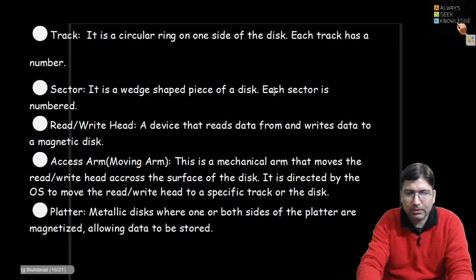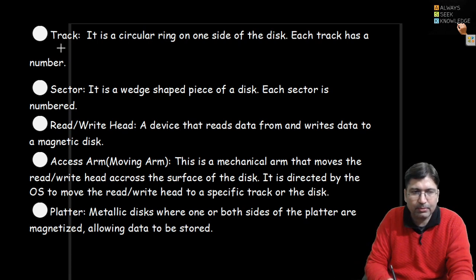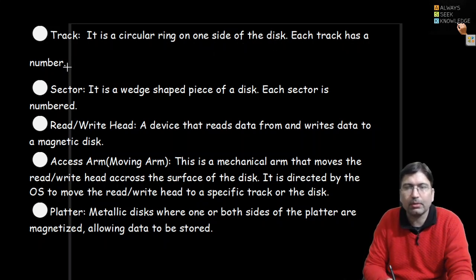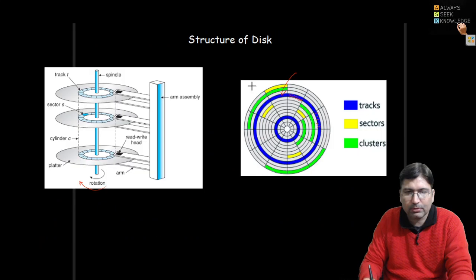Okay, so let's move on and discuss a few important terms like tracks. A track is a circular ring on one side of the disk. Each track has a unique number, so each track is numbered. Sector is a wedge shaped piece of a disk. Each sector is also numbered. I have also reflected how the sectors look, the yellow colored sectors. So these are sectors.